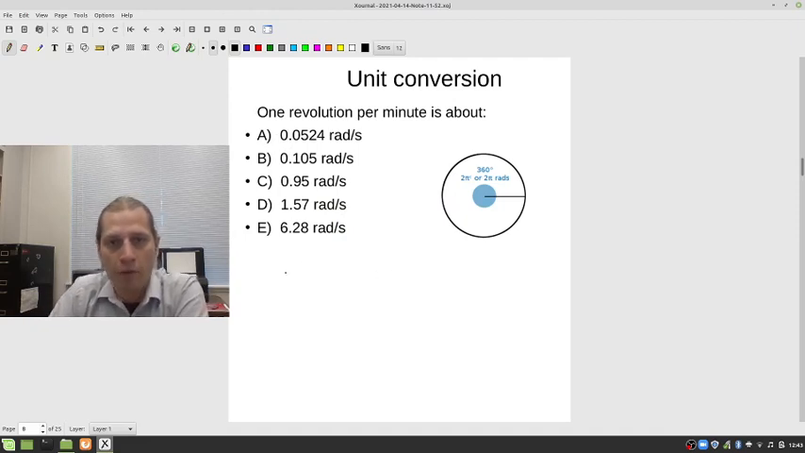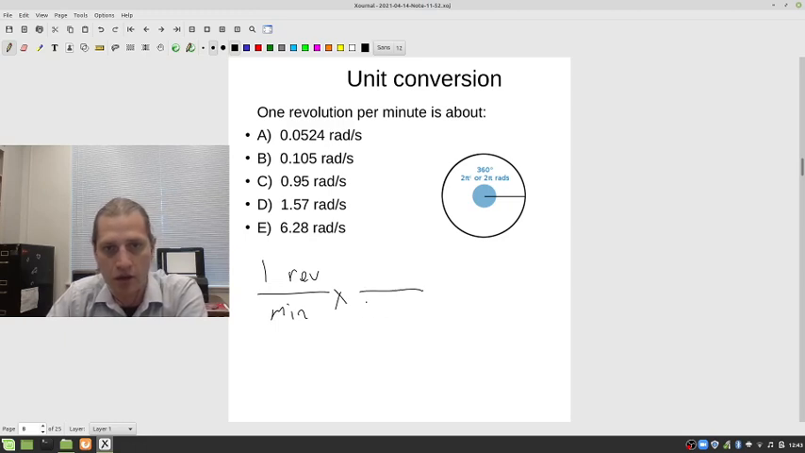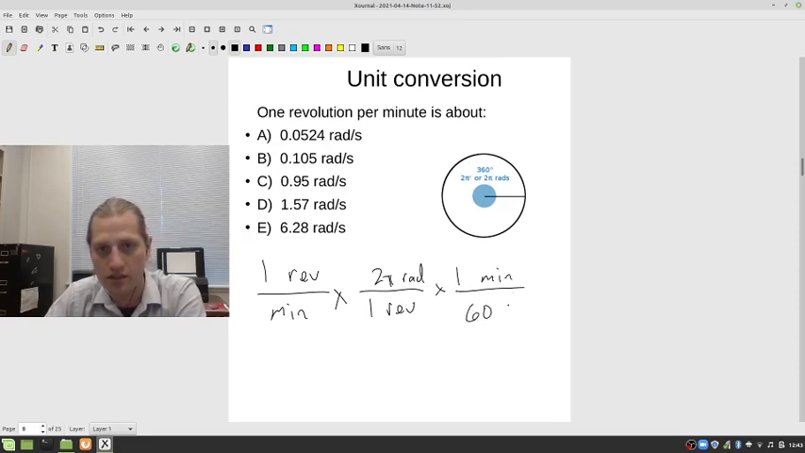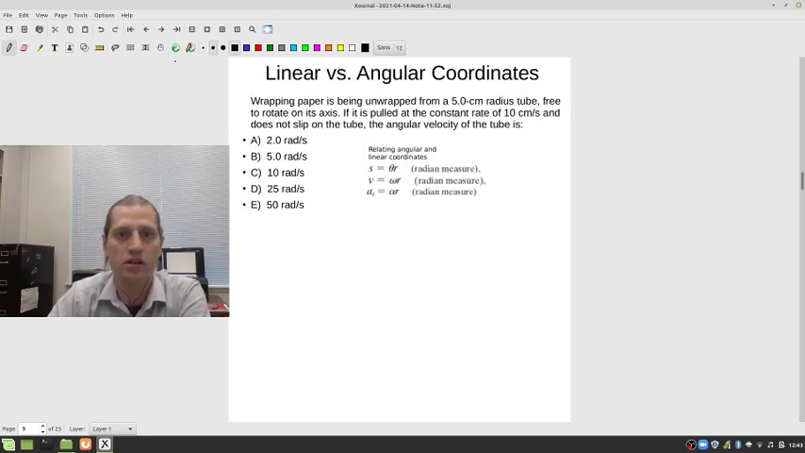So, okay, one of the things you're going to have to be comfortable with is doing unit conversions. If you have 1 rev per minute, for instance, that would be the same as 1 rev is 2 pi radians, and then 1 minute is 60 seconds. So there's your minutes canceling out, your revs canceling out, and that would give you radians per second. Those are good units.